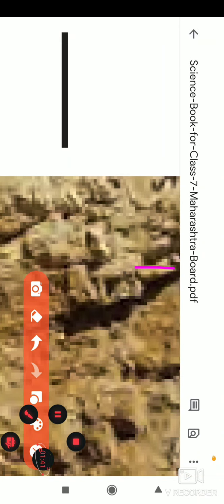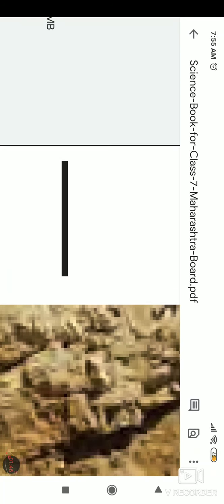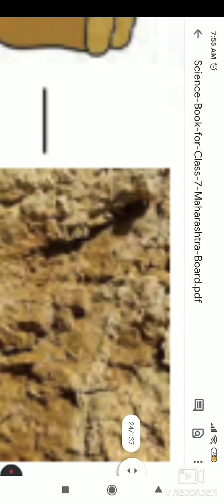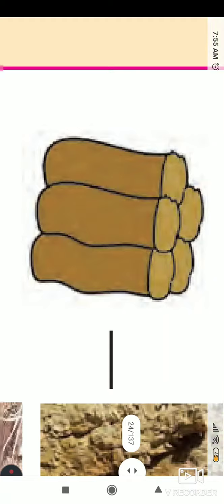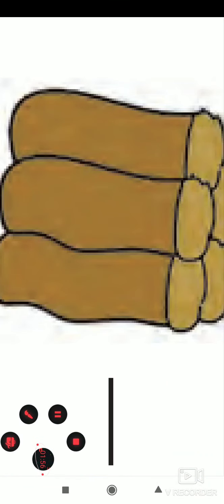Now, if you see here, you will notice how the structure is looking. It is looking like columns, and the columns are attached with one another. If you zoom in on the small particles, you will notice that the arrangement is like columns. This type of columns can be seen inside this soil structure.